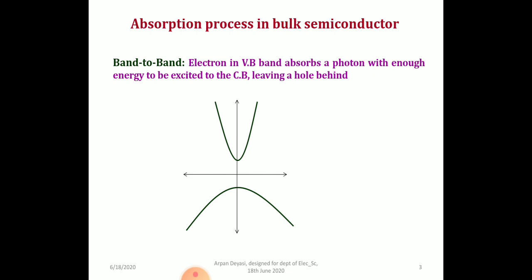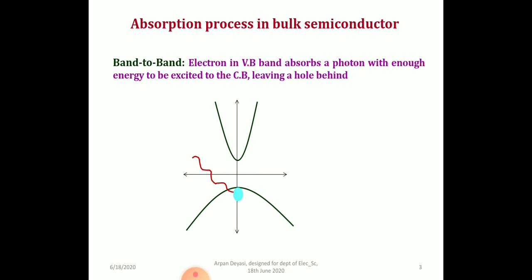Now, what does band to band mean? It means that an electron in the valence band, which I am showing with a light blue circle, can absorb a photon. The photon is incident on it. I think you can visualize it. It can absorb the photon with enough energy.